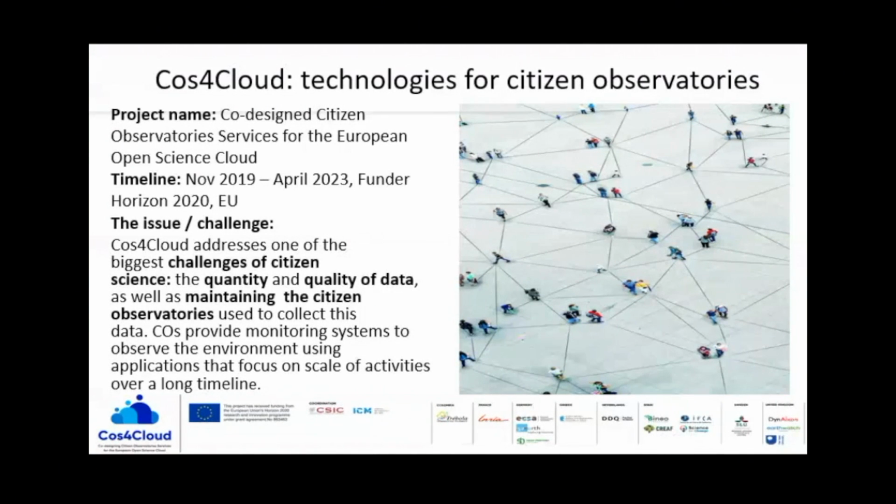the quantity and quality of data, as well as how we can maintain the different services that collect this data. These are called citizen observatories, and these include projects like iSpot and a few more that I'll tell you about shortly. And what they aim to do is to provide monitoring systems where you can observe the environment using various applications, and the scale can be varied over different time periods.